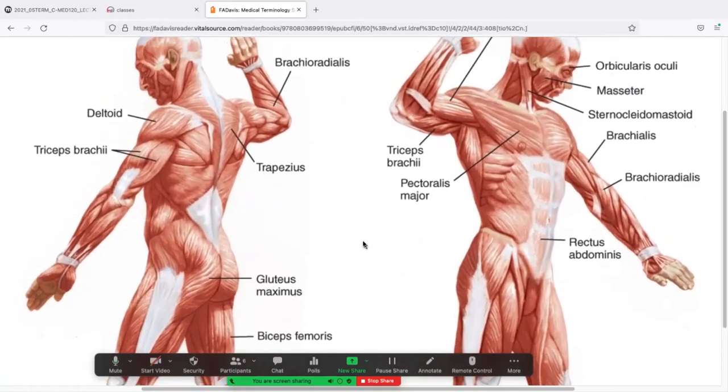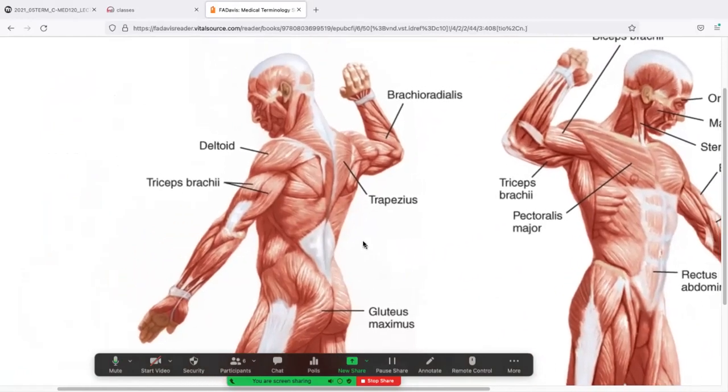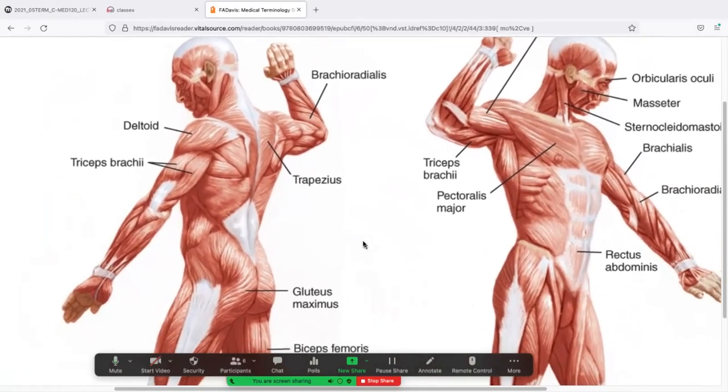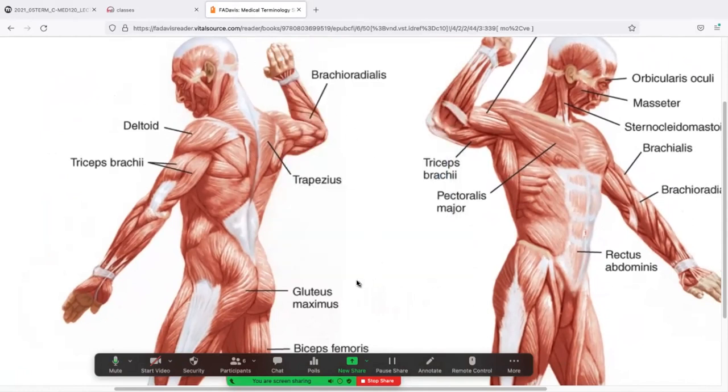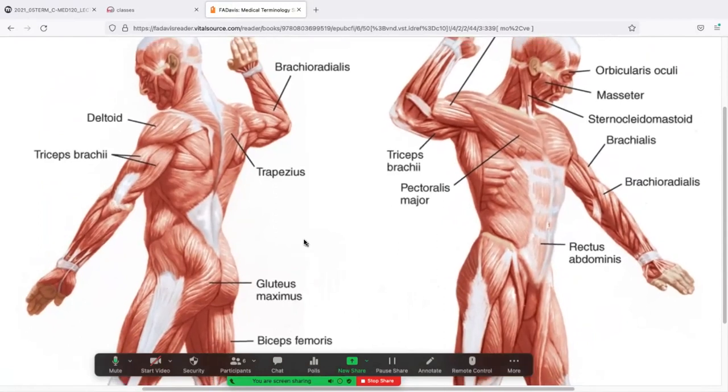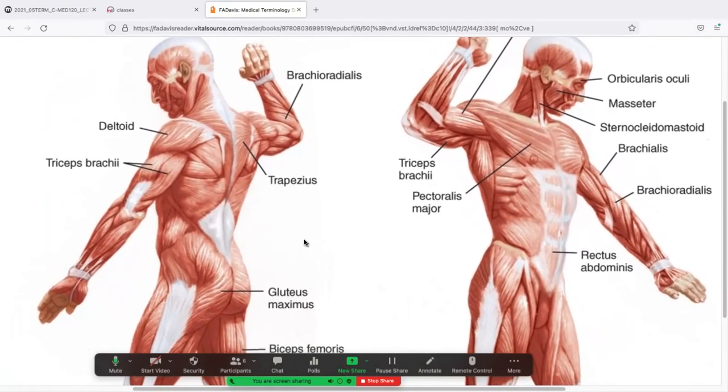Now, this is a typical example right here, of how, if you know your medical terminology, it'll make your life so much easier when you study anatomy and physiology. One way that you can look at muscles and things like that is by shape. If you look at this deltoid, delta is the Greek letter for a triangle, and this is your deltoid.